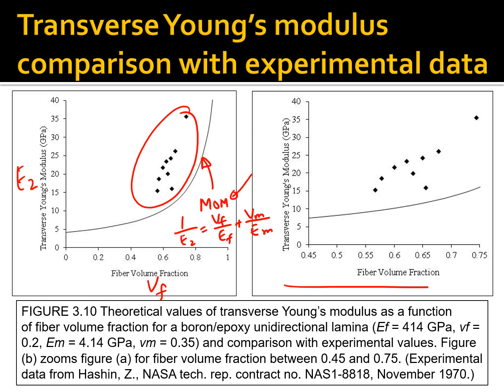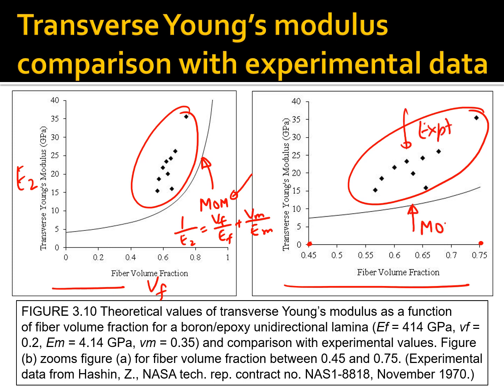This figure here is exactly the same figure as this one. The only thing is that the fiber volume fraction scale has been started from 0.45 to 0.75, just to amplify the difference between the experimental results. These are the experimental results, and this is the result from the mechanics of materials approach. They are different.